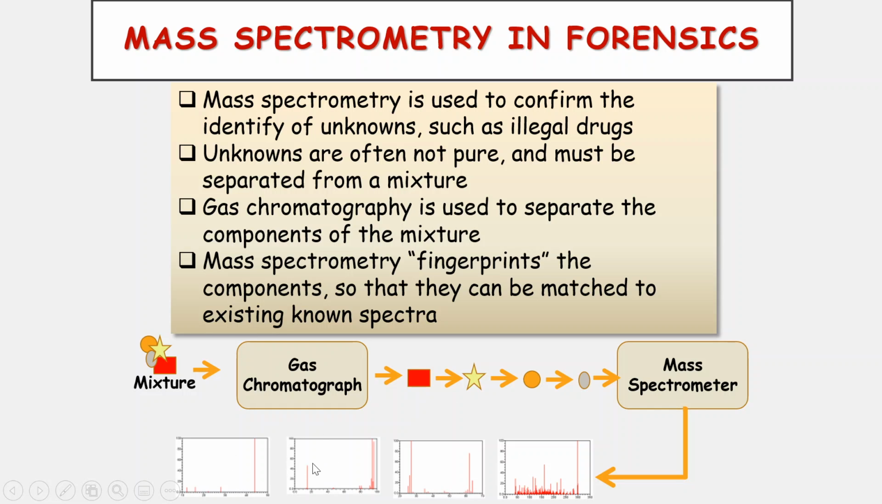Here's our rectangle, here's our star, here's our circle, here's our oval. And then from that mass spectrometer reading of the rectangle, the star, the circle, and the oval, you can then match that up with something that's already known. Pretty useful.